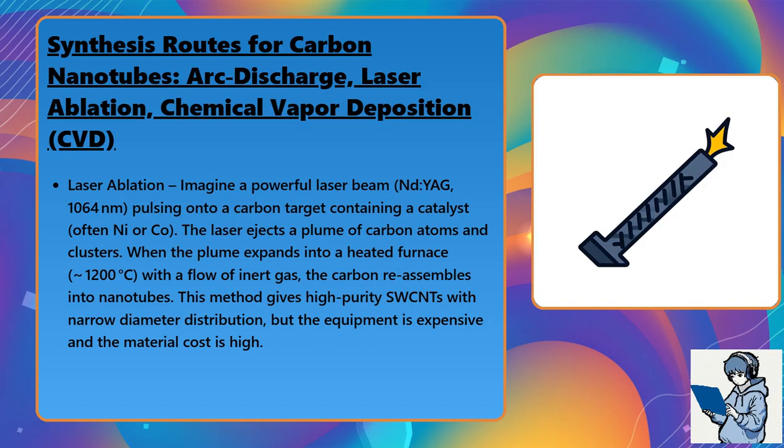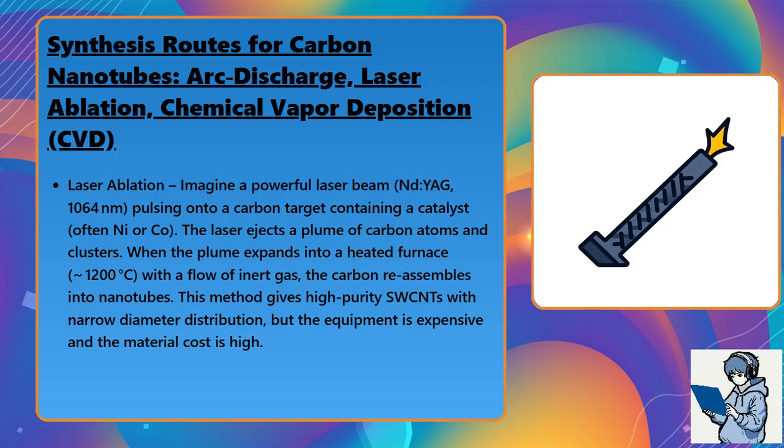Laser ablation. Imagine a powerful laser beam, Nd:YAG 1064 nanometers, pulsing onto a carbon target containing a catalyst, often nickel or cobalt. The laser ejects a plume of carbon atoms and clusters. When the plume expands into a heated furnace, approximately 1,200 degrees Celsius, with a flow of inert gas, the carbon reassembles into nanotubes. This method gives high-purity SWCNTs with narrow diameter distribution, but the equipment is expensive and the material cost is high.